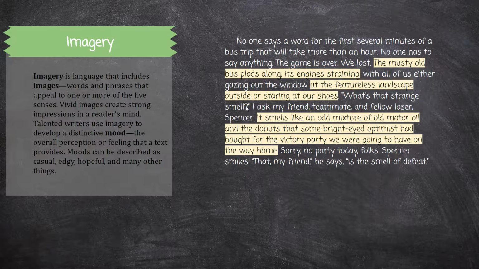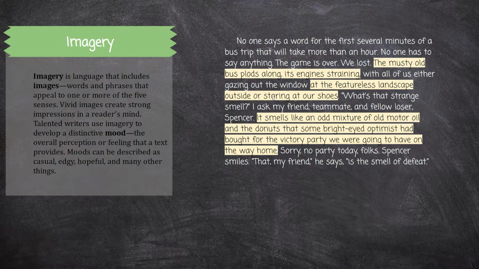What's that strange smell? I asked my friend, teammate, and fellow loser, Spencer. It smells like an odd mixture of old motor oil and the donuts that some bright-eyed optimist had bought for the victory party we were going to have on the way home. So it shows they were at once hopeful, but then they had lost. Sorry, no party today, folks, Spencer smiles. That, my friend, he says, is the smell of defeat.